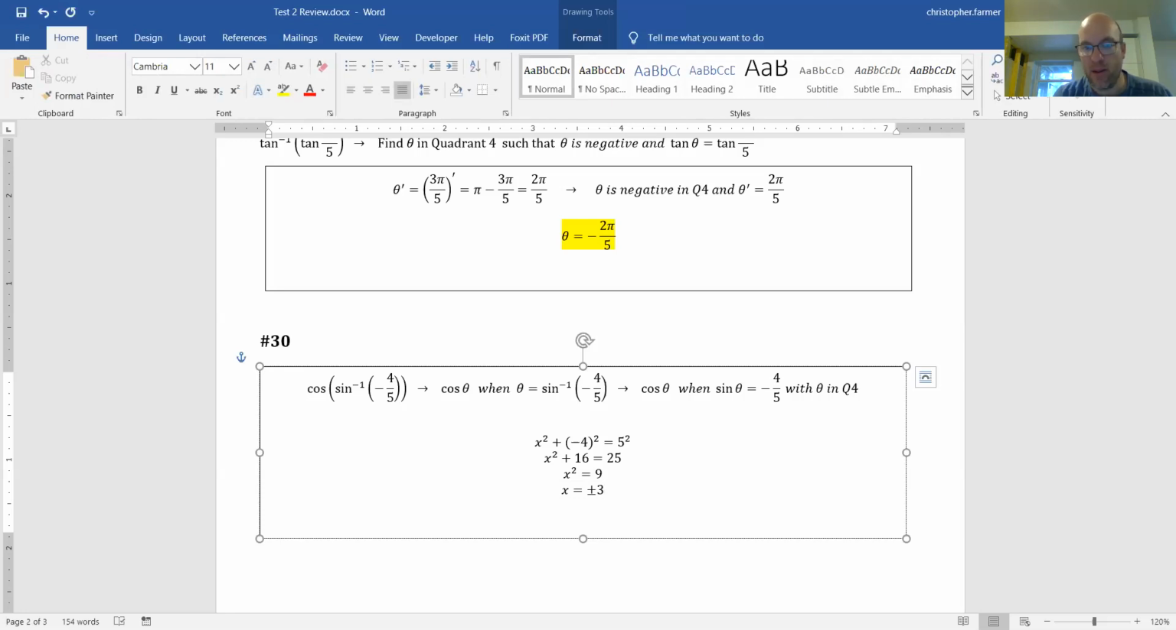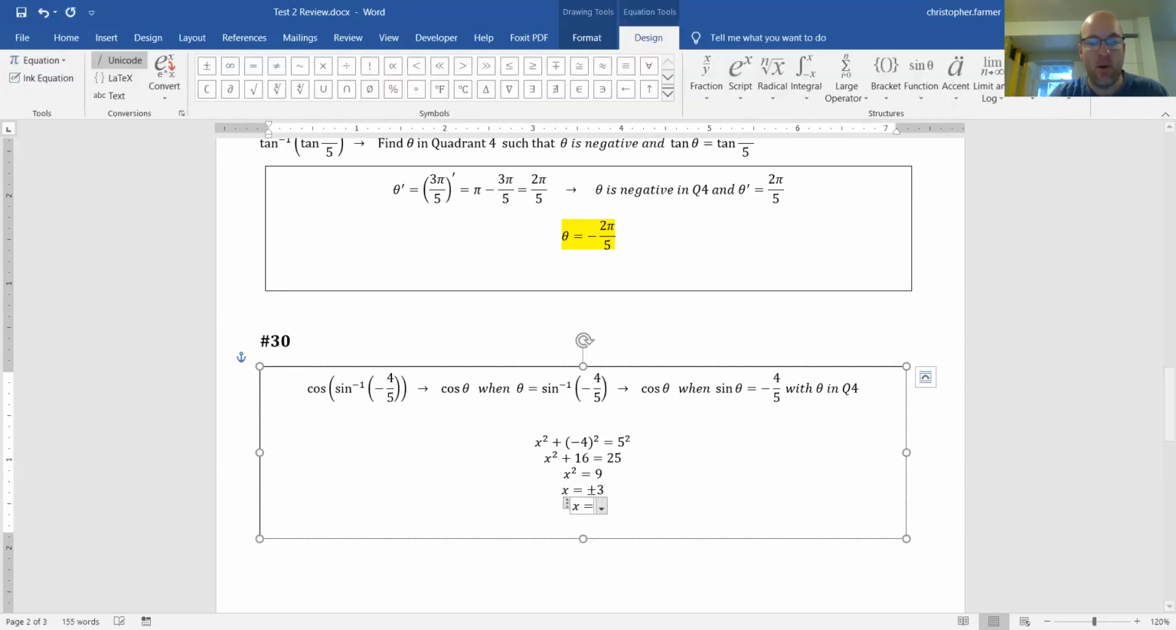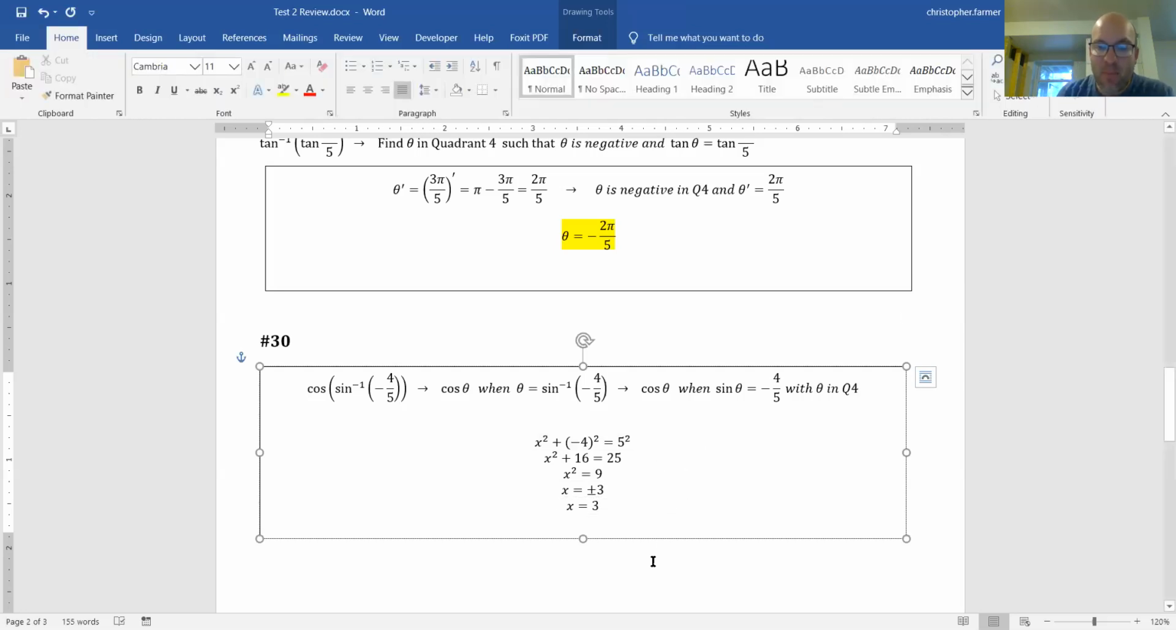So in quadrant 4, is x positive or negative? That's positive because quadrant 4 is on the positive side of the y-axis. So you are going to get x is equal to positive 3 here. Right, so just kind of keep that in mind, that x is equal to positive 3.